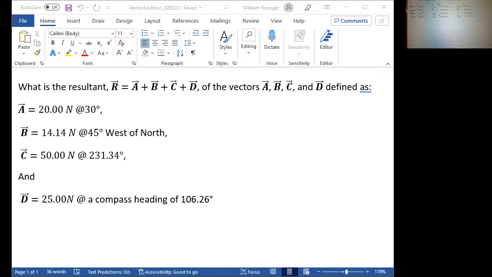C is 50 newtons at 231.34 degrees. Now 231.34 degrees is again the mathematical way of saying it. And the largest axis angle that you can get to that's smaller than 231 is 180. So 0 is the x-axis, 90 is the y-axis, 180 is the negative x-axis again. So this is bigger than 180, but not quite 270. So let's subtract 180 from that, and we'll see that we get 51.34 degrees.